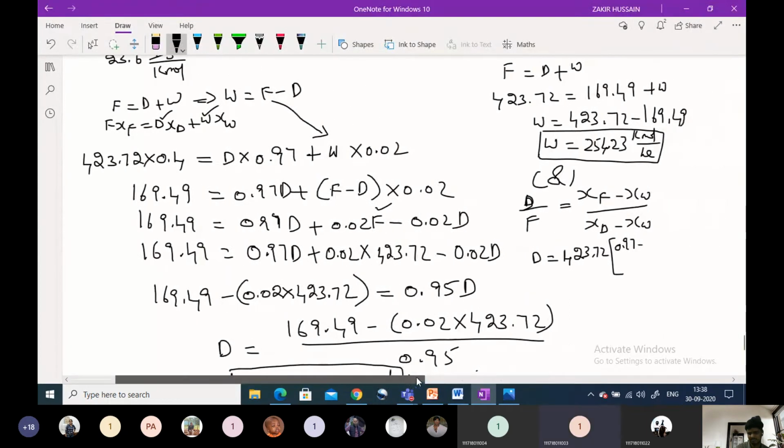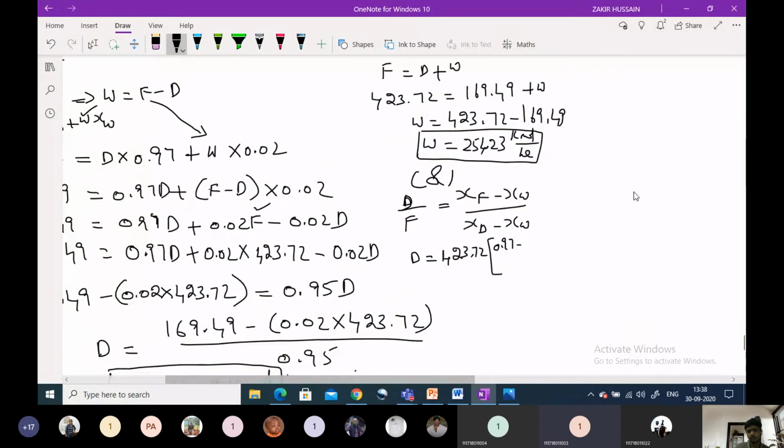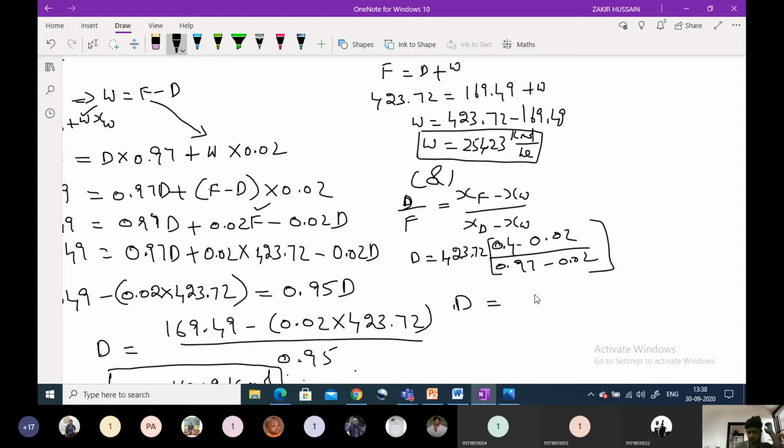Sir, XF is 0.4. XF is 0.4 minus 0.02 divided by XD, which is 0.97, minus XW, which is 0.02. If you verify, you will also get the same answer, 169.49 something. Is it right? Yes, sir. If you verify, you will also get the same answer.